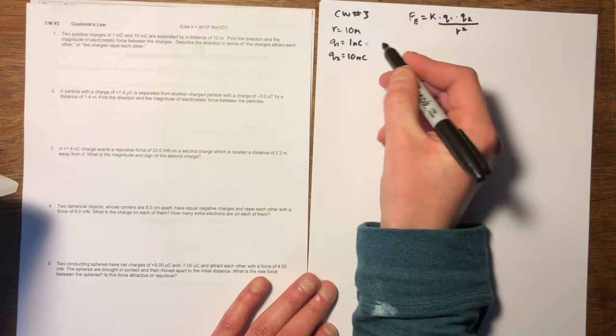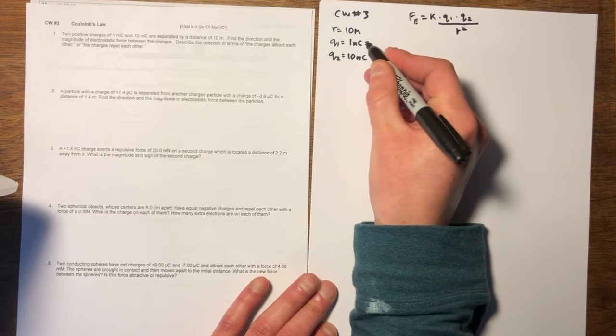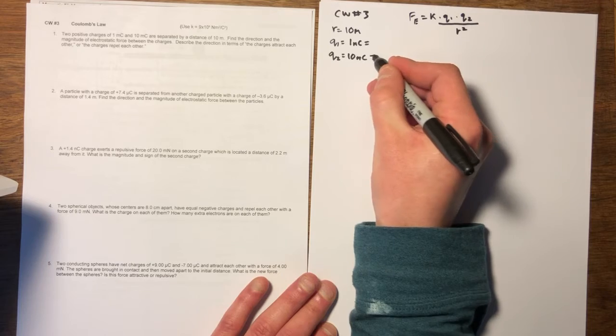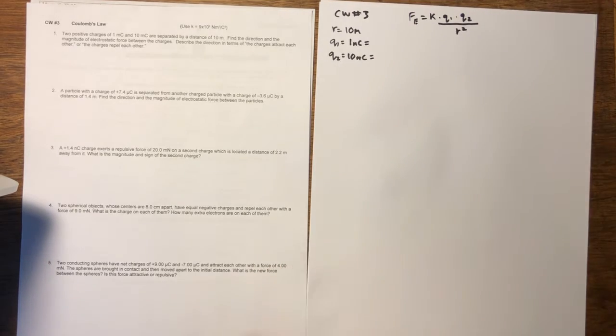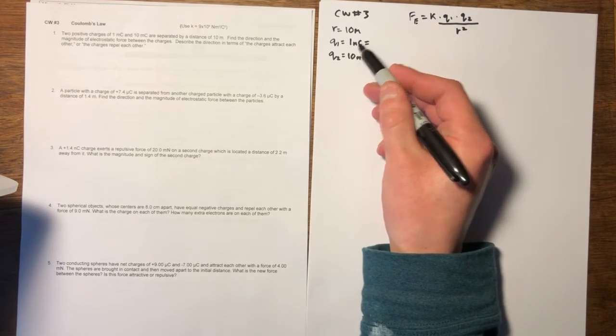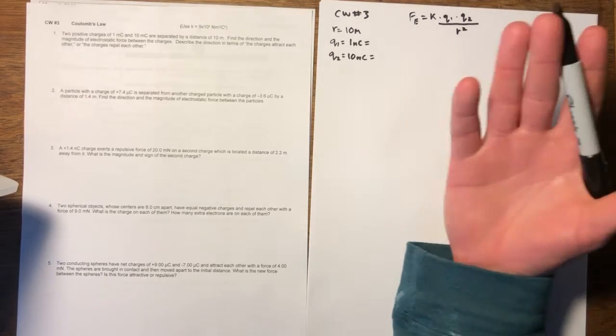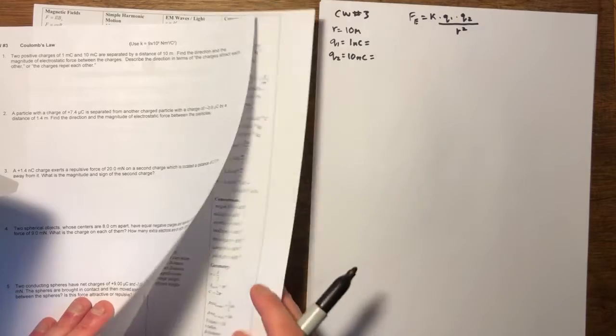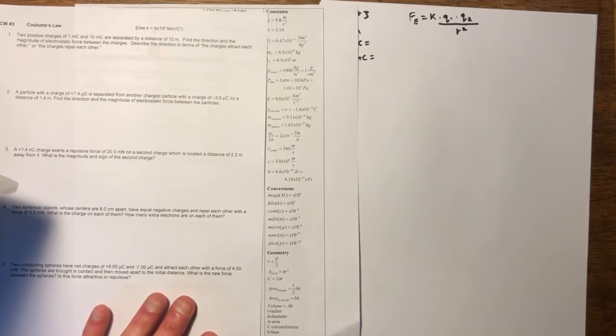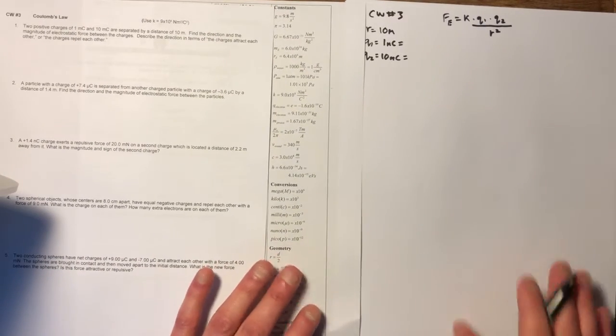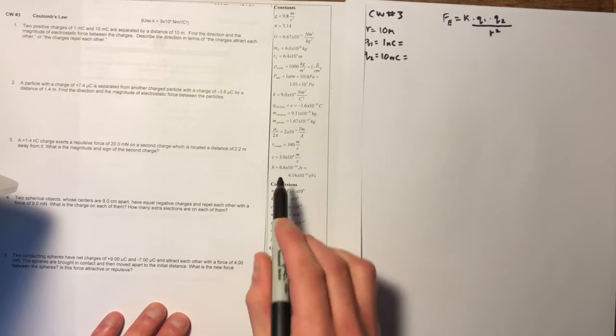And you might be thinking, well, how am I supposed to know what that is in coulombs? Well, you could just look it up on the internet. You literally just type in 1 mC to C, and it'll tell you the conversion. Or use our chart here, okay? And right here, these are our conversions.